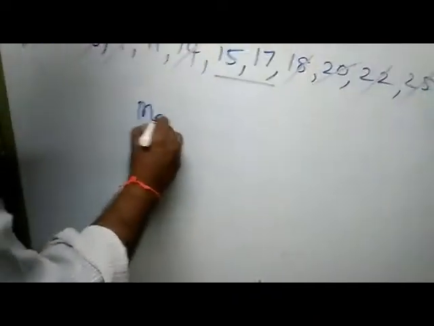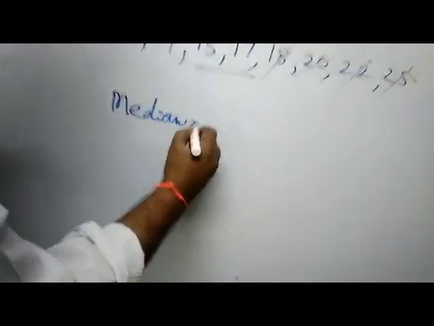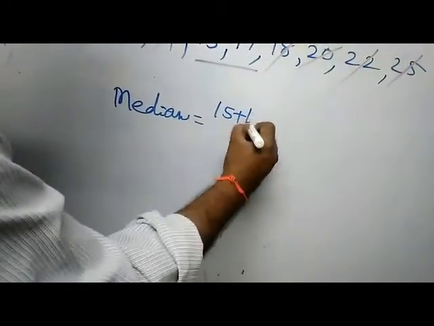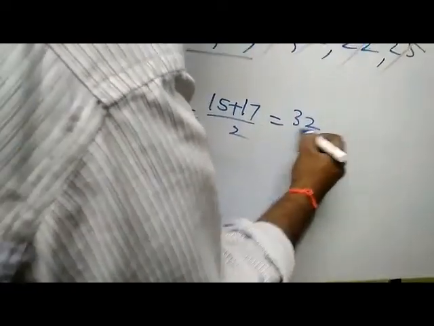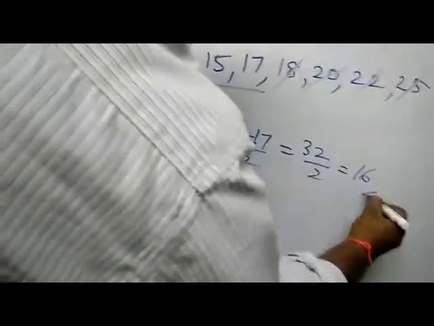So median is equal to 15 plus 17 by 2. 15 plus 17 is 32, and 32 by 2 is equal to 16. This is the median.